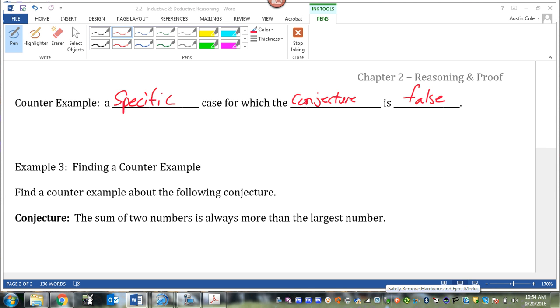For example, here's a statement. I'm going to say, hey, if you're in Mr. Cole's geometry class, you have brown hair. Yeah, that's true. Who's the counterexample of that? Honest, Morgan, Hannes, Courtney. Those guys prove that statement false.